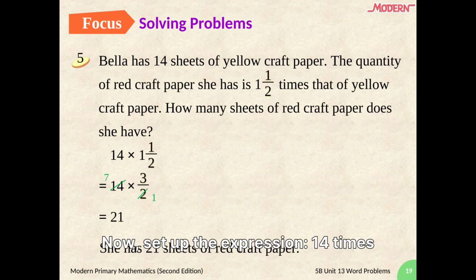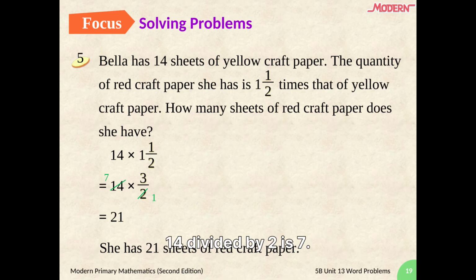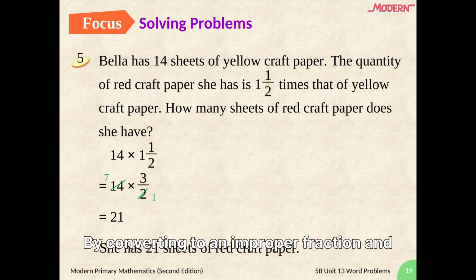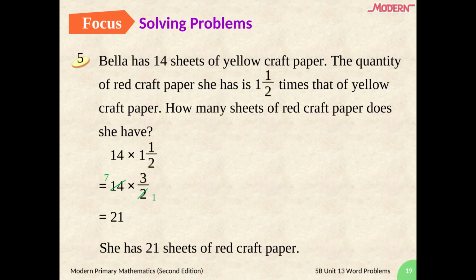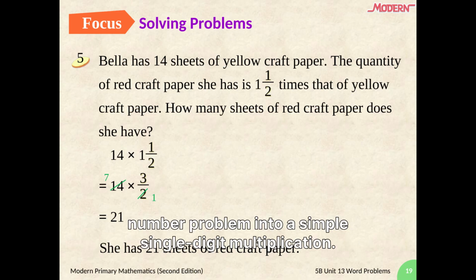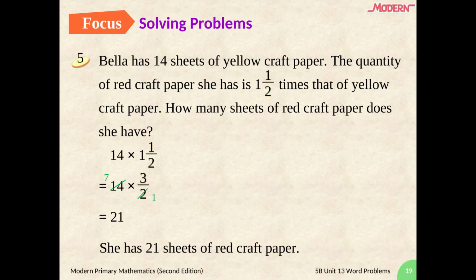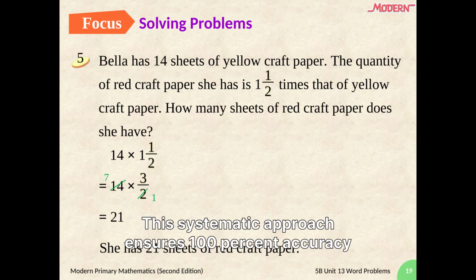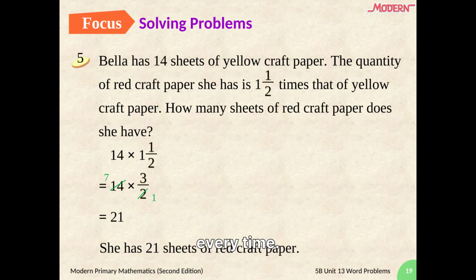Now set up the expression 14 times 3 over 2. We can reduce the 14 and the 2. 14 divided by 2 is 7. Now we are simply left with 7 times 3, which is 21. By converting to an improper fraction and reducing before multiplying, we turn a mixed number problem into a simple single-digit multiplication. This systematic approach ensures 100% accuracy every time.